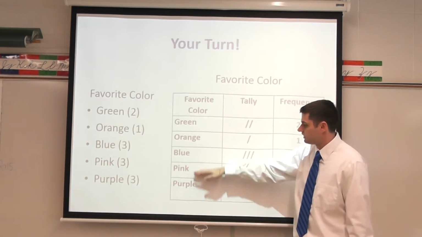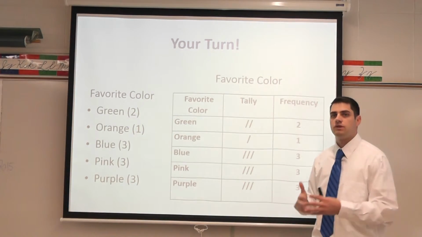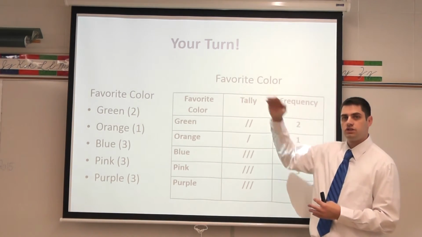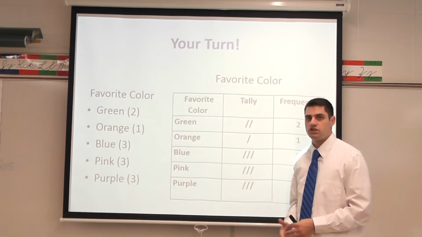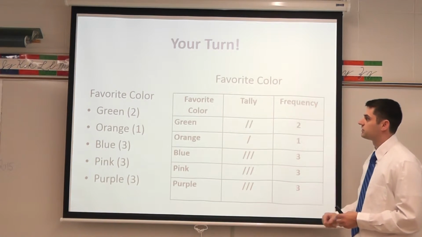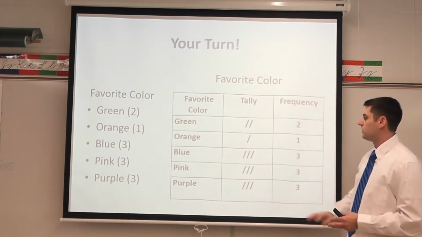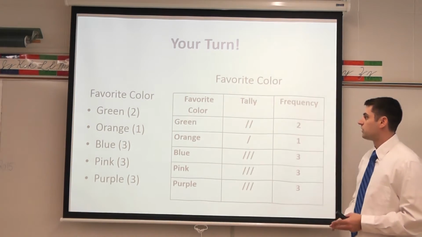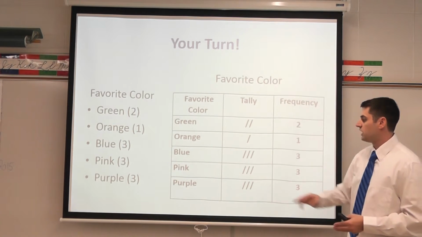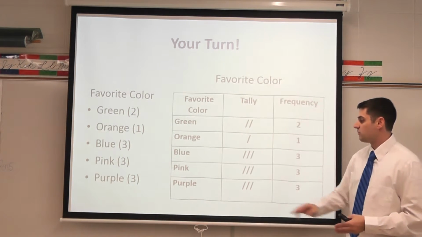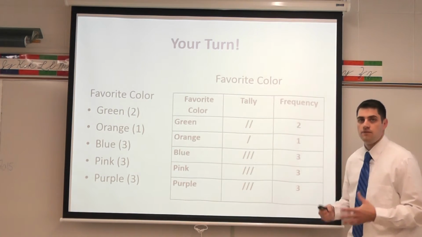And then you labeled each of the colors, and again, the order is okay right now. We're not going to worry about order. Do you have to go least to greatest? Just as long as you have your information down here, we can then make our observations. So green, you should have had 2 tallies with a frequency of 2, orange with 1 tally, frequency of 1, blue with 3 tallies with a frequency of 3, pink with 3 tallies with a frequency of 3, and purple with a frequency of 3.